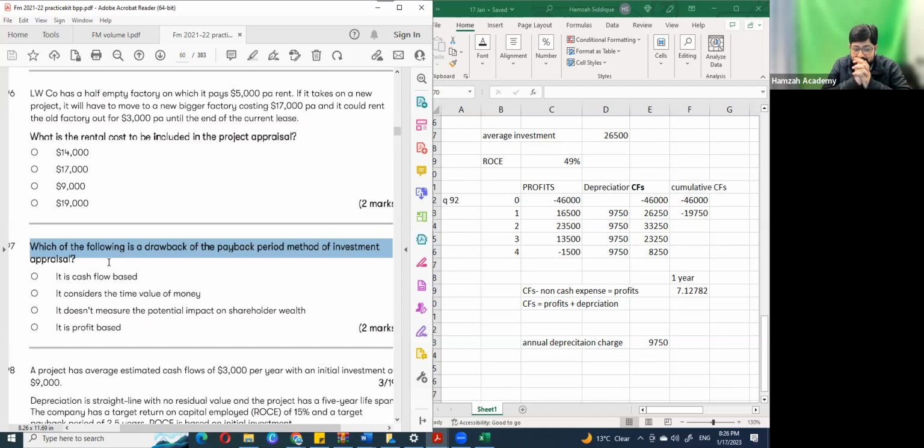No. C, exactly. C. 2 is not related to it. We said it does not consider time value of money. Then it is a drawback. They say it considers, so B cannot be. Payback period does not consider time value of money. It is a drawback, but they say it considers. So B cannot be. Be careful. C is the answer.